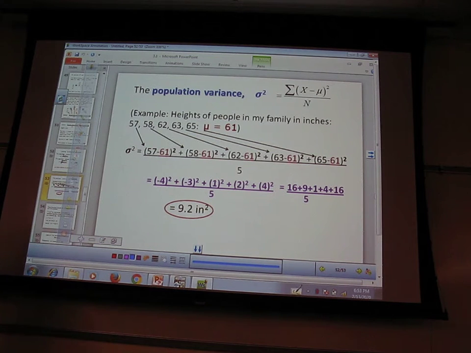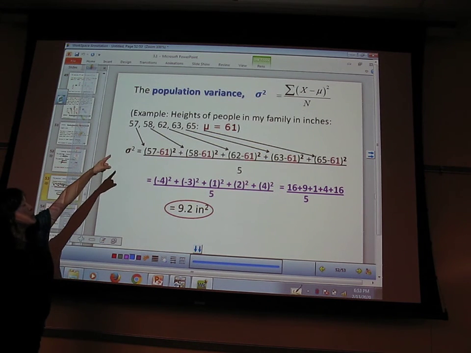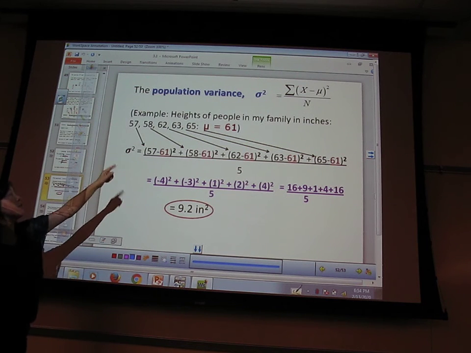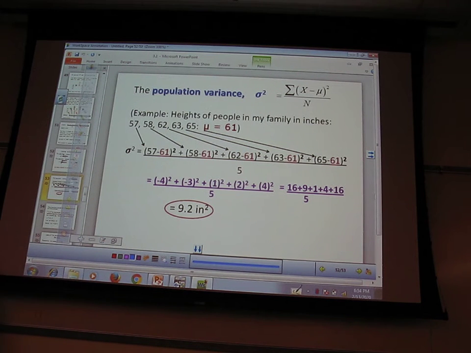Here's an example. My family, there's 5 of us. That's the entire population. Typically, you don't have a whole population, but if we're talking about just my family, there's only 5 of us, that's the whole population. Everybody on board? So my sister is 57 inches. My other sister, 58 inches. My mom was 62 inches. I'm 63 inches. My dad's 65 inches. Our average population mean, mu, is 61 inches. If you add those up, divide by 5.